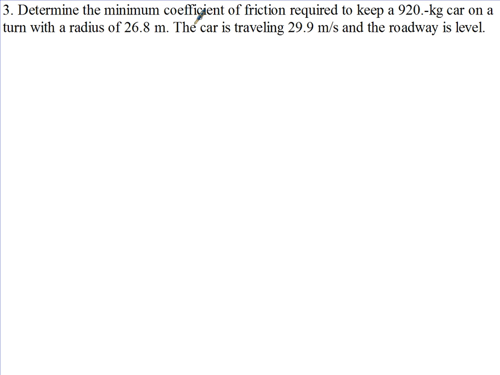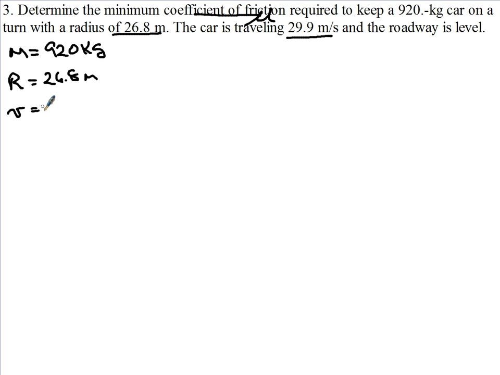Now determine the minimum coefficient of friction. Okay, so we're looking for mu, required to keep a car of mass 920 kilograms on a turn with a radius r of 26.8 meters if the car is traveling with a speed of 29.9 meters per second and the roadway is level.